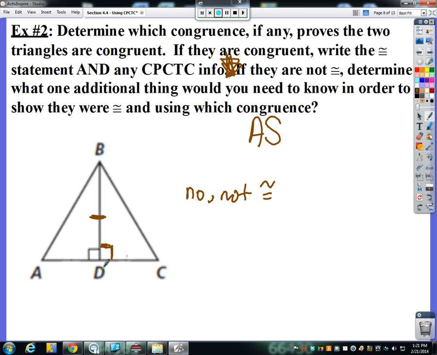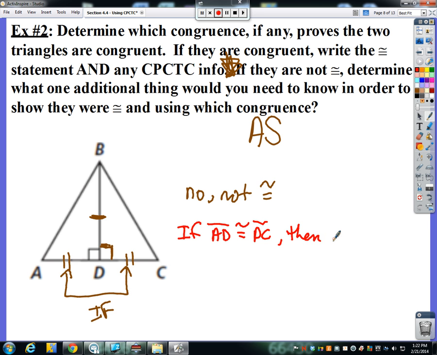So let's see. Well, I notice if I said these two pieces were congruent, if that was true, then I'd have side angle side in both cases, and that's a good shortcut. So that could be one possible answer here. If AD is congruent to DC, then triangles congruent by side angle side. So there's one possibility. So let me erase these and see if we can find something else that would also work.